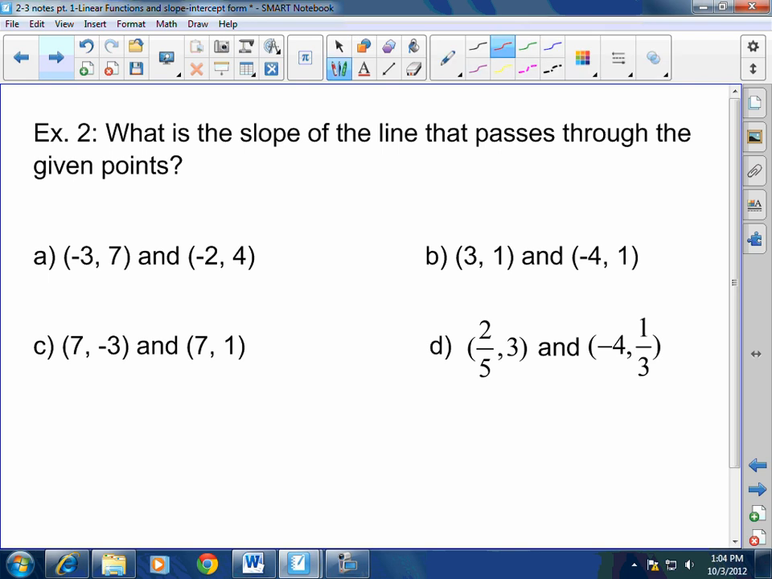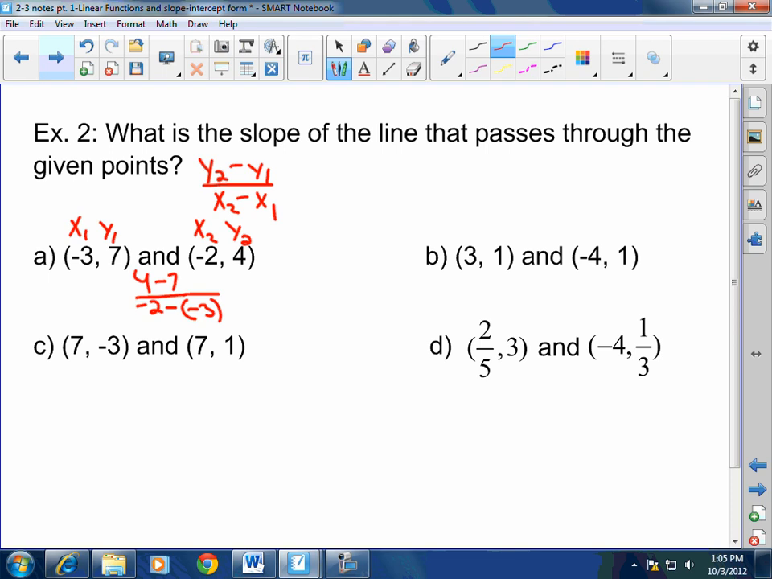I have 2 points. I'm going to name one x1, y1, the other x2, y2. I don't care which ones you choose, but you've got to choose. So I'm going to choose this is x1, this is my y1, this is x2, that's y2. y2 minus y1 over x2 minus x1. Please be careful there. Remember the formula is y2 minus y1 over x2 minus x1.